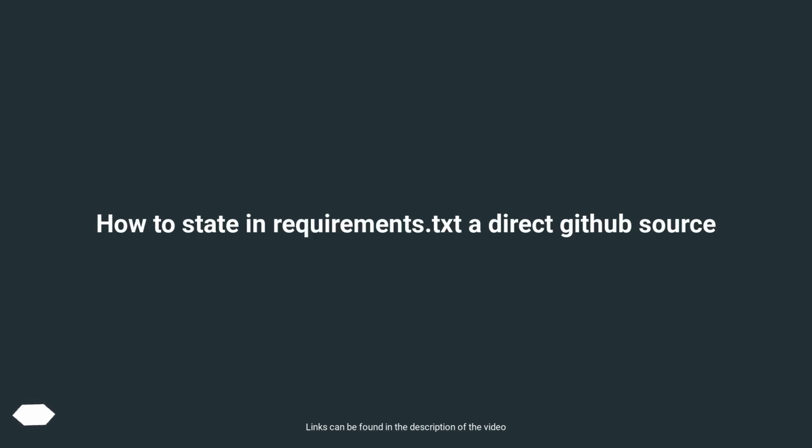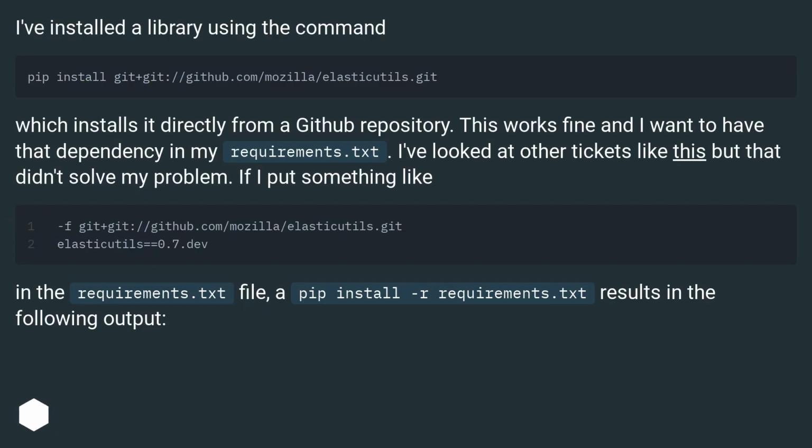How to state in requirements.txt a direct GitHub source. I've installed a library using the command, which installs it directly from a GitHub repository. This works fine, and I want to have the dependency in my requirements.txt. I've looked at other tickets like this, but that didn't solve my problem.